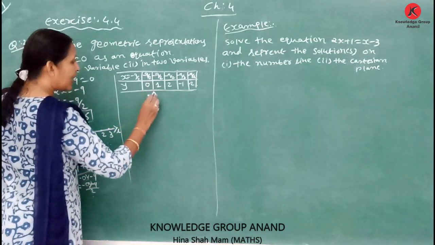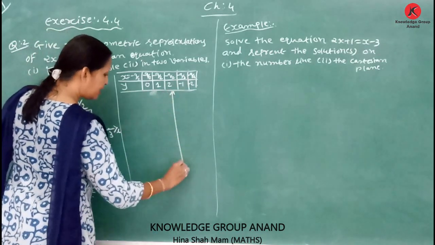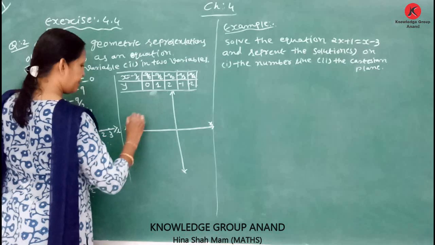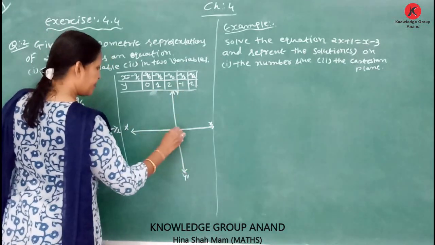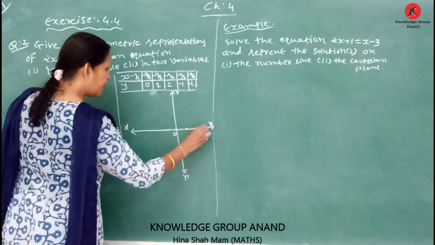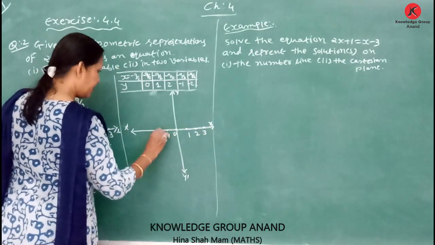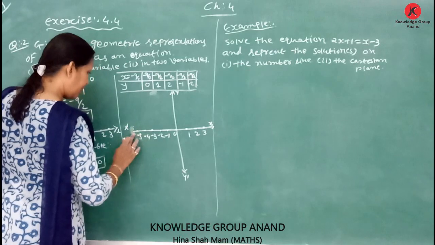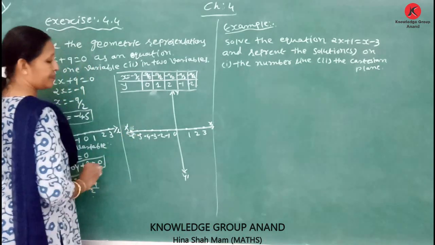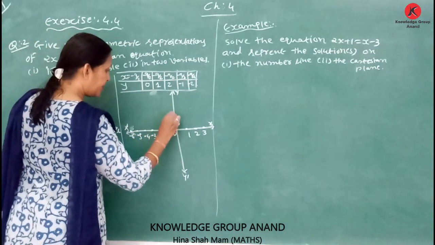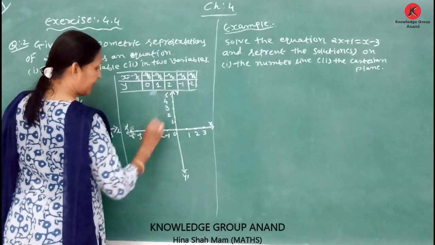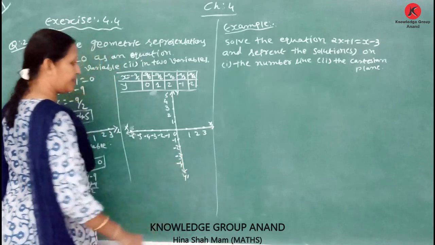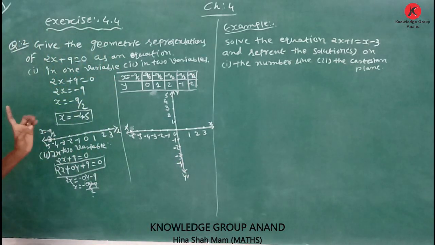Now, draw the graph. Mark 1, 2, 3, then minus 1, minus 2, minus 3, minus 4, minus 5, minus 6 on the x-axis, and 1, 2, 3, 4, 5 and minus 1, minus 2, minus 3 on the y-axis. Minus 9 by 2 is minus 4.5.